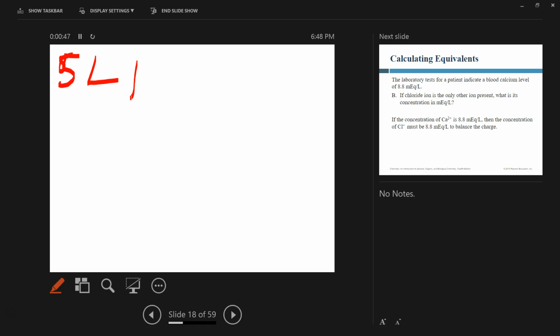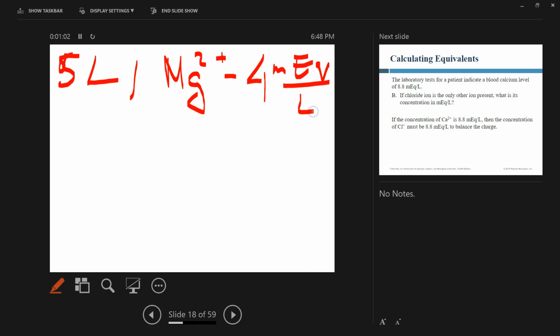Now, let's say I tell you that for magnesium you have, I don't know, 4 milliequivalents per liter. You with me? 4 milliequivalents in 1 liter. My question is, how many moles of magnesium are in the human blood? Disclaimer: the numbers are completely off the ceiling. Totally hypothetical.